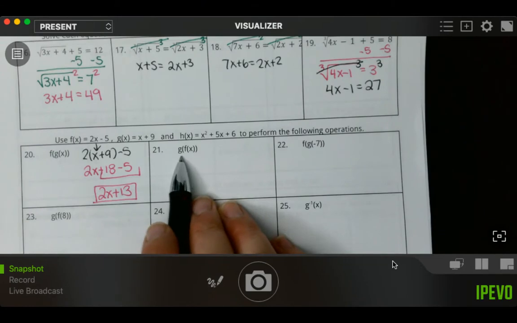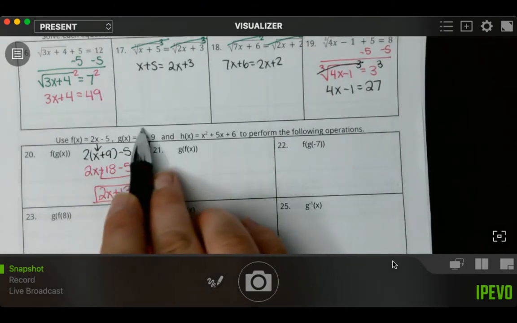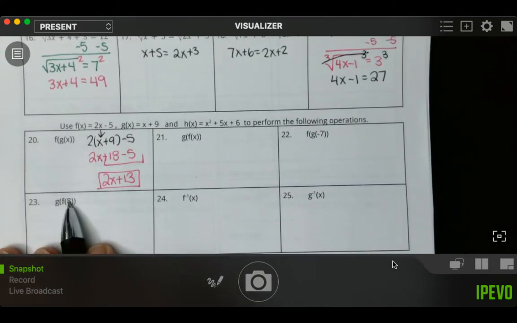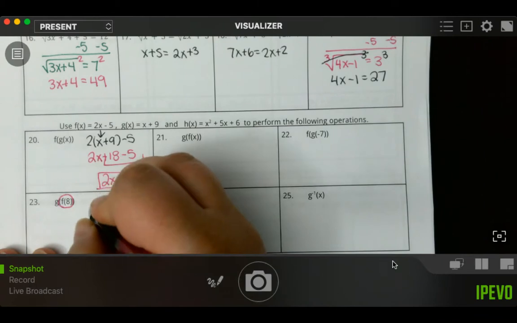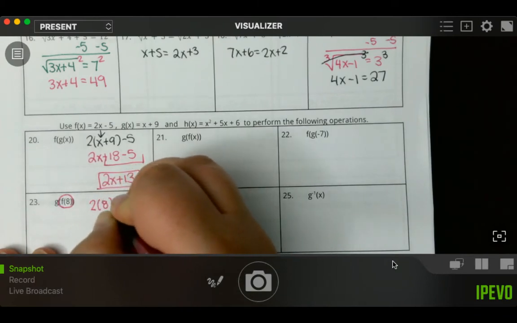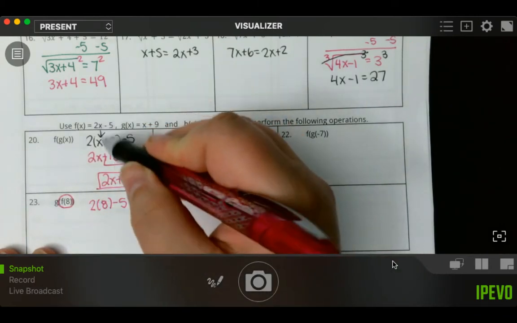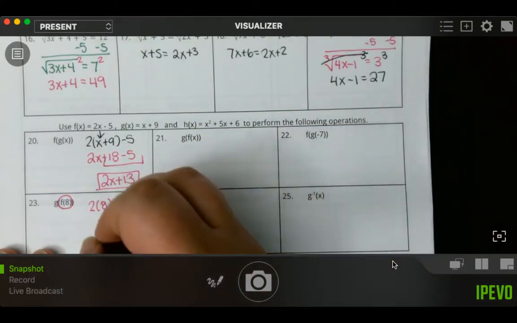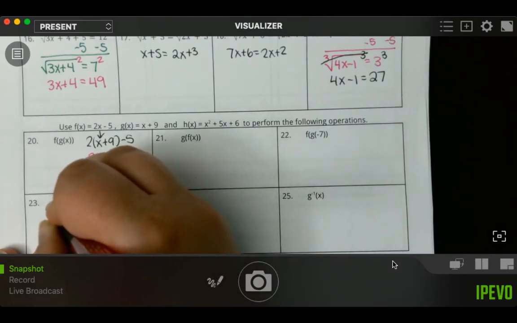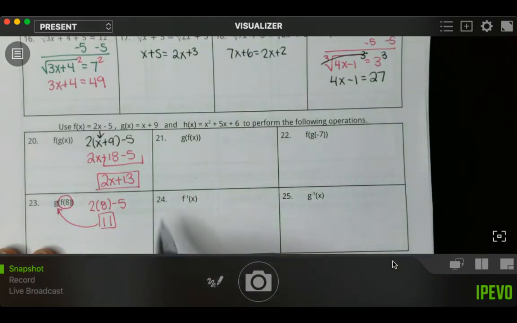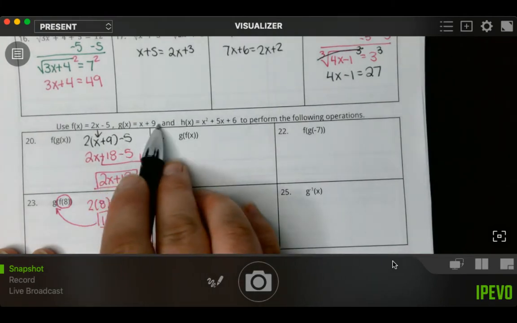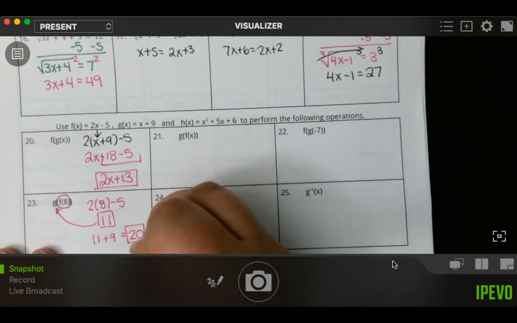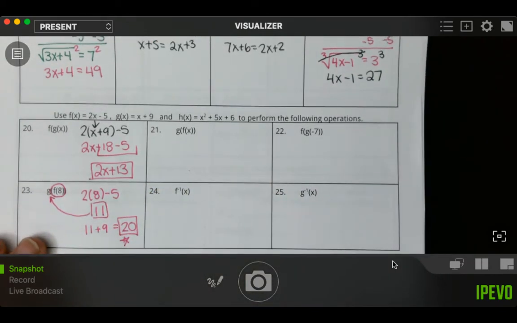If it was doing this one, you would take f and plug it into g. If it gives you a number, you're going to do f of 8 first, meaning you plug 8 in for x in f of x. So we're changing that x to 8. That's 16 minus 5, which is 11. And then you take that 11 and you plug it into g. So you'll do 11 plus 9. I'm going to star that one because that's actually my full answer.